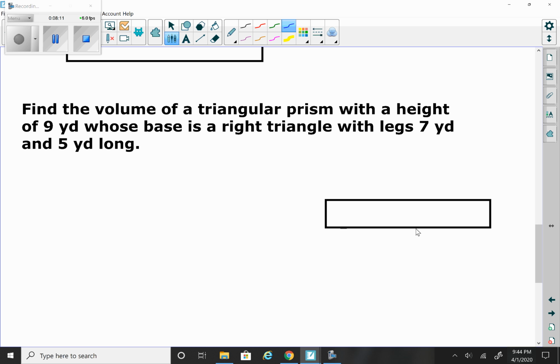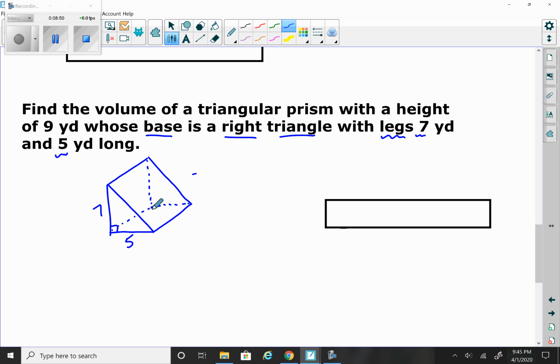This one doesn't actually have a picture, so I'm going to start by drawing a picture. My base is a right triangle. Well, I'm just going to go ahead and start by drawing a right triangle. It says that my right triangle has legs that are 7 and 5 yards long. So 7 yards and 5 yards in my right triangle. That's a two-dimensional shape, but I want to make this into a triangular prism. So I'm just going to go ahead and draw lines kind of going to the back to give myself this three-dimensional shape.